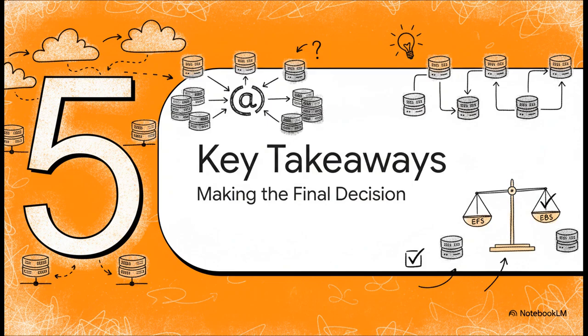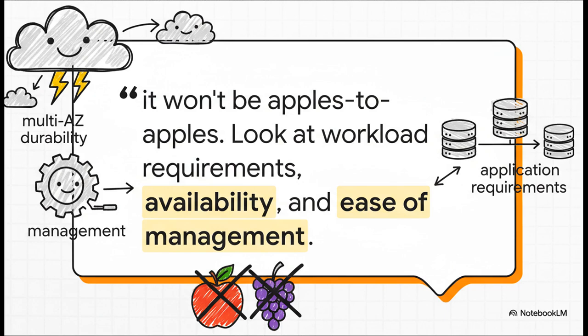All right, let's wrap this up and bring it all home. What are the key things you really need to remember from all this? You know, this quote from an AWS expert really just hits the nail on the head. You can't just do an apples-to-apples comparison on the price per gigabyte. That's not the point. You've got to look at the whole picture. Do you need that multi-AZ durability? How much management are you willing to take on? And most importantly, what does your application actually need to function correctly?